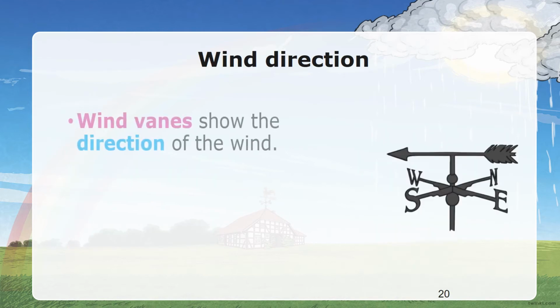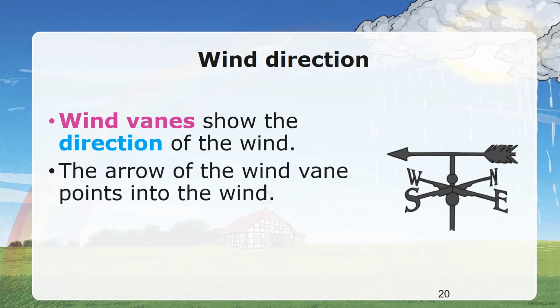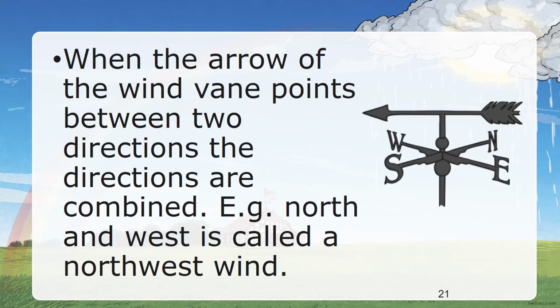Wind direction. A wind vane shows the direction of the wind. The arrow of the wind vane points into the wind. When wind is blowing from the south, it is called a south wind. When the arrow of the wind vane points between two directions, the directions are combined. Example, north and west is called northwest wind.